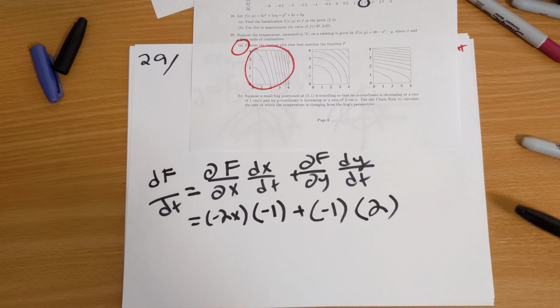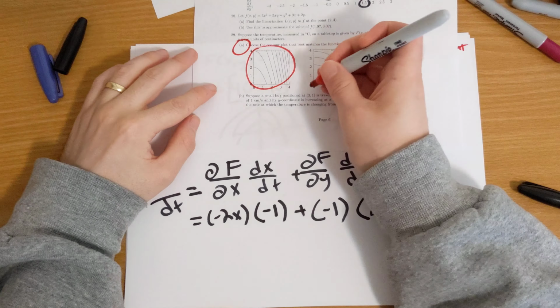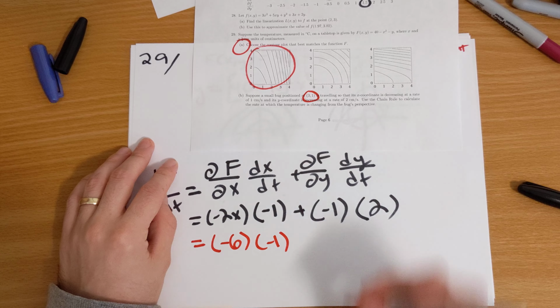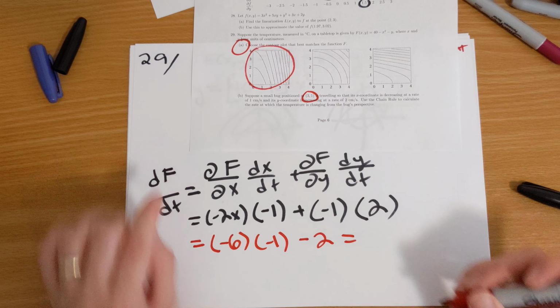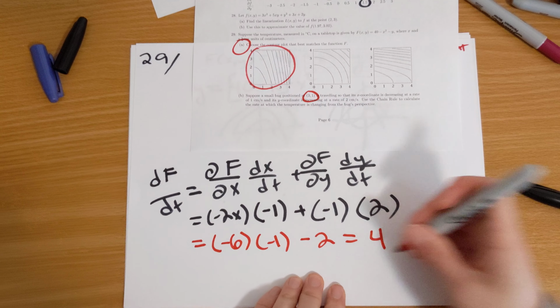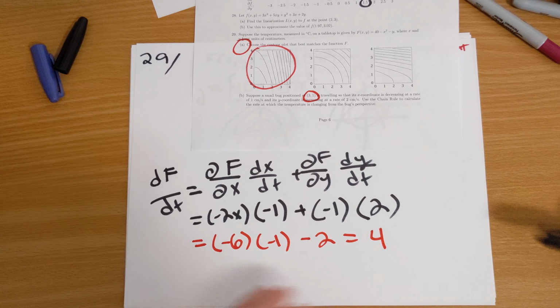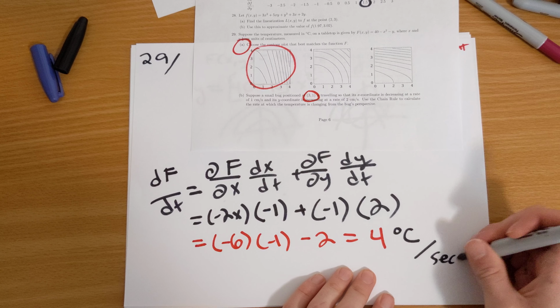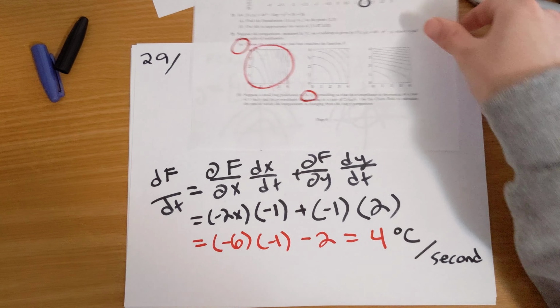The very last thing we need to plug in, we haven't used the original point yet, is 3, 1. So that's telling us that this x coordinate here is 3. So you have minus 6 times minus 1, minus 2. 6 minus 2 is 4. And let's put on units here. 4 degrees Celsius per second. A very big temperature change.